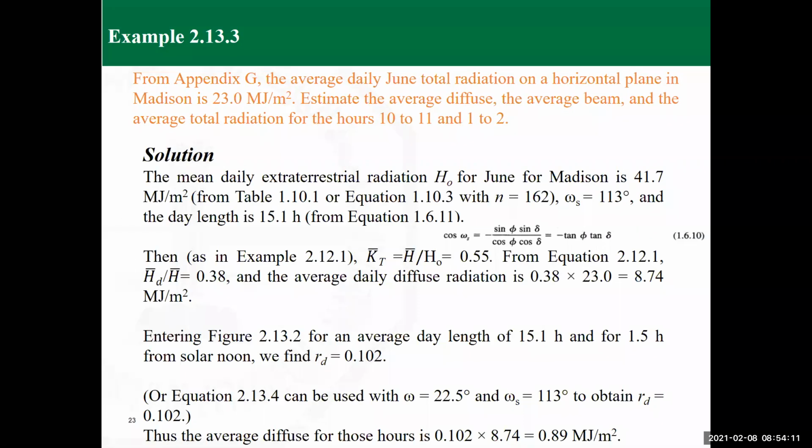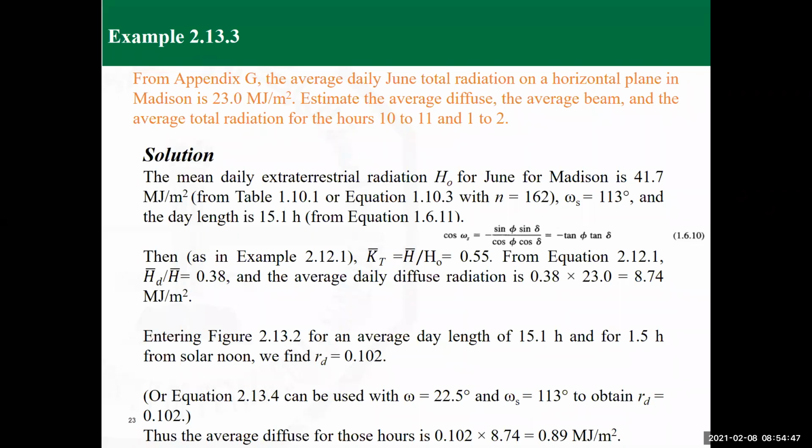Let's have an example here. Talking about the average daily June total radiation on a horizontal plane for Wisconsin, Madison is 23 megajoule per meter square. Estimate the average diffuse, the average beam, and the average total radiation for the hours between 10 to 11 and between 1 to 2. So we're talking about like 10:30, which is 1.5 hours deviated from the solar noon. And we are going to follow the same procedure that we have done earlier.